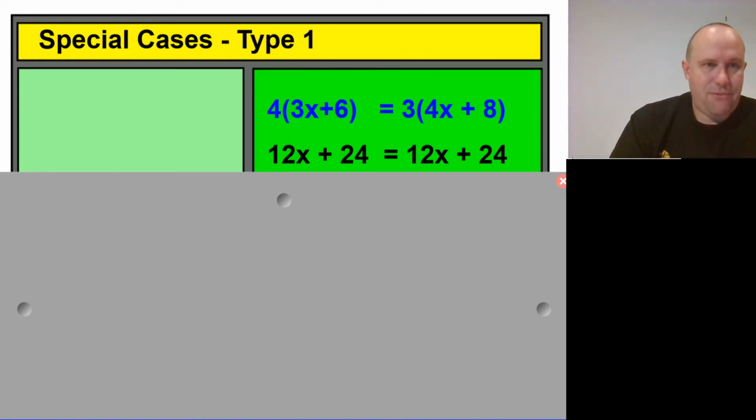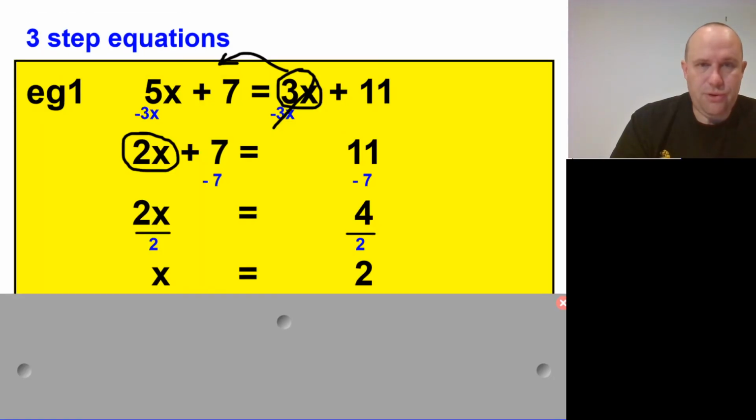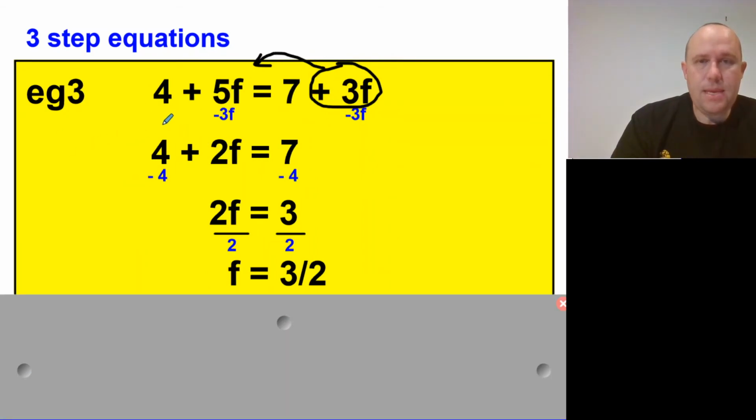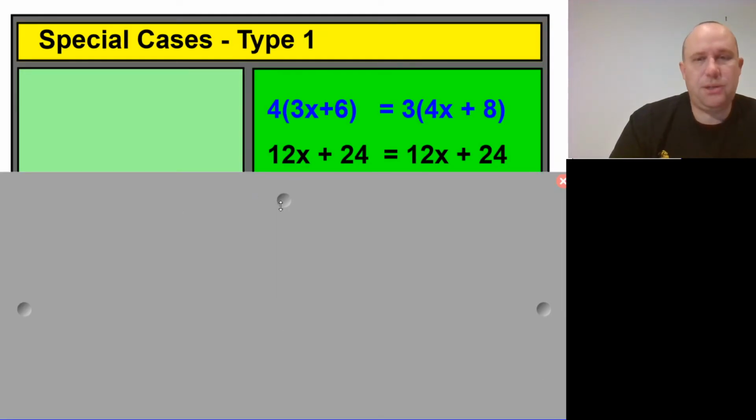If I go back to my 3 examples, that was not true anywhere. I had 5 and 3. I had -1 and -9. And I had +5 and +3. So that's what makes this question a special case. So we know something strange is going on here.